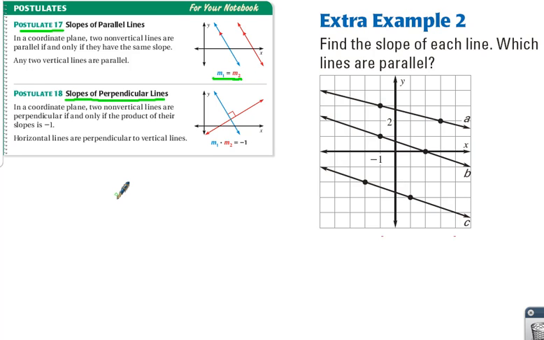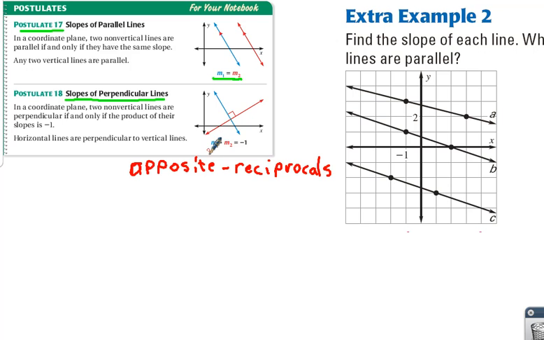Similarly, perpendicular lines, there's a relationship between the slopes, but it's a little more complicated. So they are opposite reciprocals. So what that means is if I take the product of the two slopes, in other words, if I multiply the slope of one line times the slope of another, and I get a -1 as a result, then the two lines are perpendicular. So go ahead and put those in the notes, and we'll move on to the example.